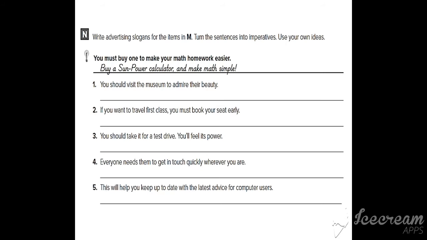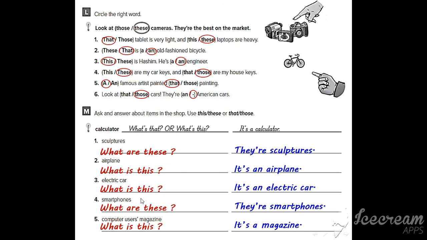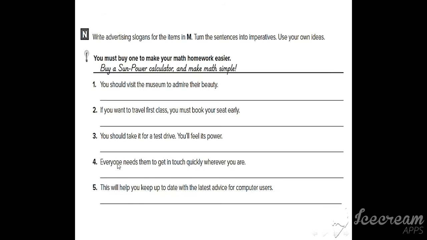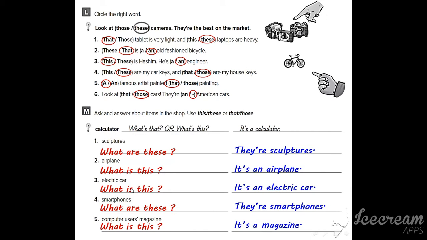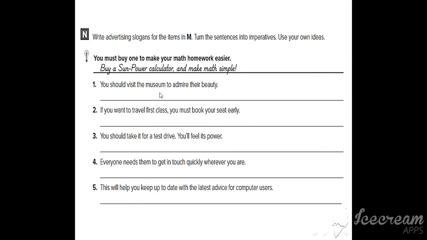Number one. You should visit the museum to admire their beauty. How can we answer it? Buy. Which one? Electric car, smartphone, computer magazine, airplane. Buy electric car. Buy airplane. Buy smartphone to admire their beauty.